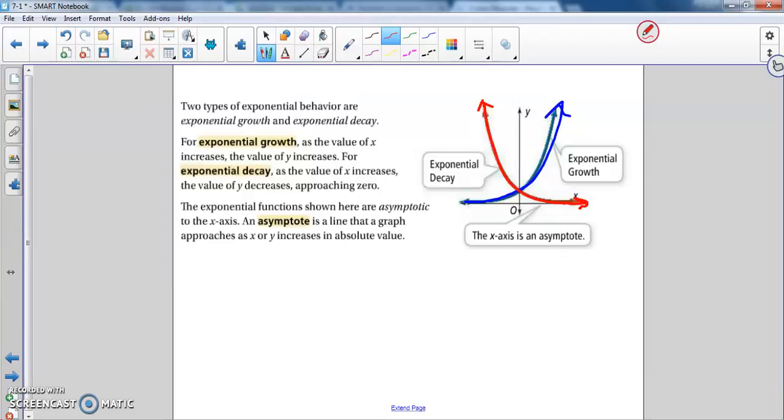So the exponential functions here have an asymptote at the x-axis. An asymptote is a line that a graph approaches as x or y increases in absolute value. So as we are getting bigger, we need to be approaching this line. We're never actually going to touch or cross this line, which is our asymptote.